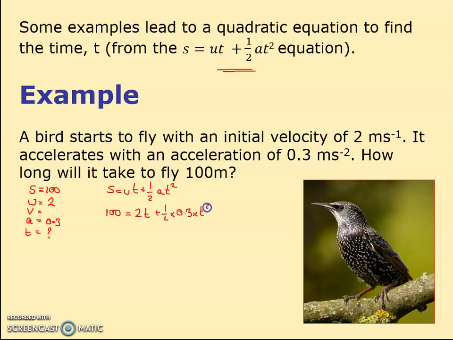And this is why we've got a quadratic equation. You can see we've got t's in two places, one of which is squared. So I'll just tidy up this equation. 100 equals 2t plus, I reckon, 0.15 t squared. Since it's a quadratic equation, I'm going to use my quadratic equation solver, my calculator. 0.15 t squared plus 2t. And when you do that, you need to move everything onto one side. So minus 100 equals 0.